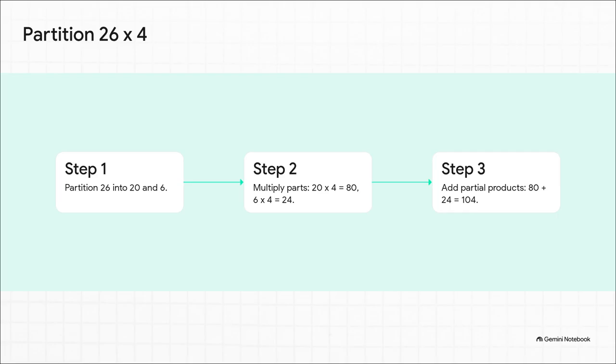First up is partitioning, which basically means splitting a number up to make the maths way easier. Take 26 times 4. Instead of tackling that 26 all at once, just partition it into its tens and ones, 20 and 6. Then multiply each part by 4 separately. 20 times 4 is 80, and 6 times 4 is 24. Add those two together and you get 104. Much more manageable, isn't it?